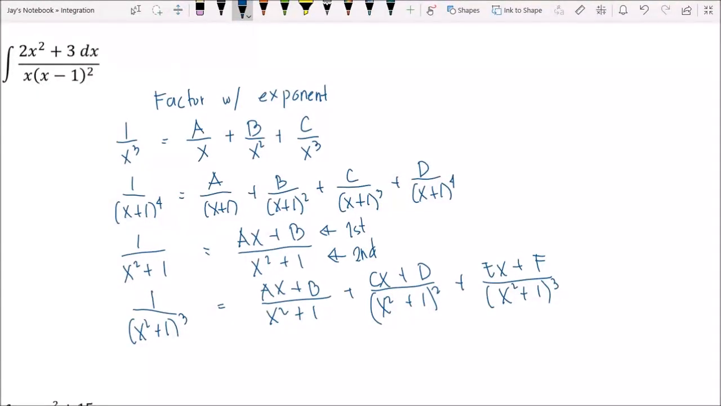So that's how you are going to decompose a fraction whose denominator has a factor with exponent. Our goal here again is to identify the variables a, b, and c, then perform integration. Since we know that already, let's try to solve the example.